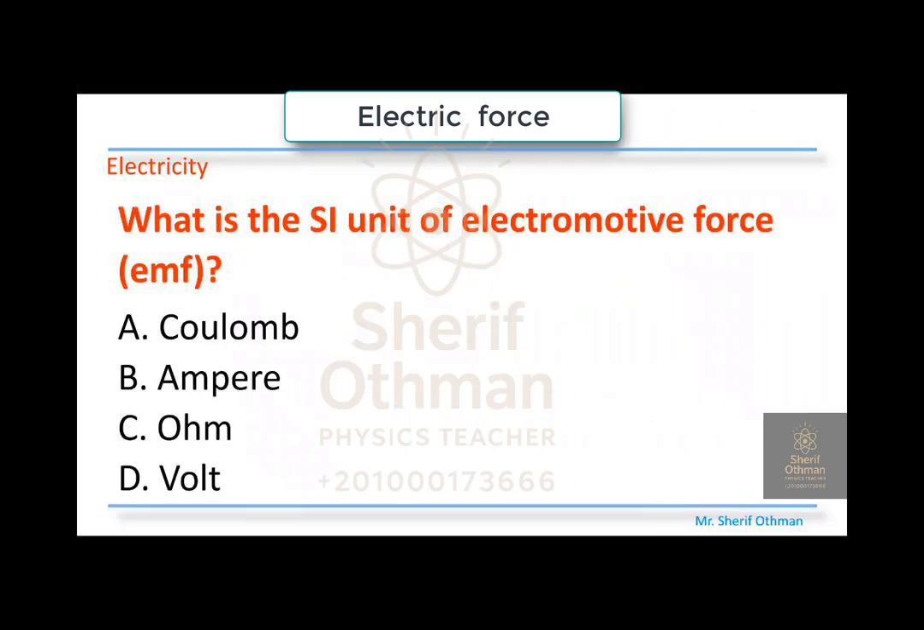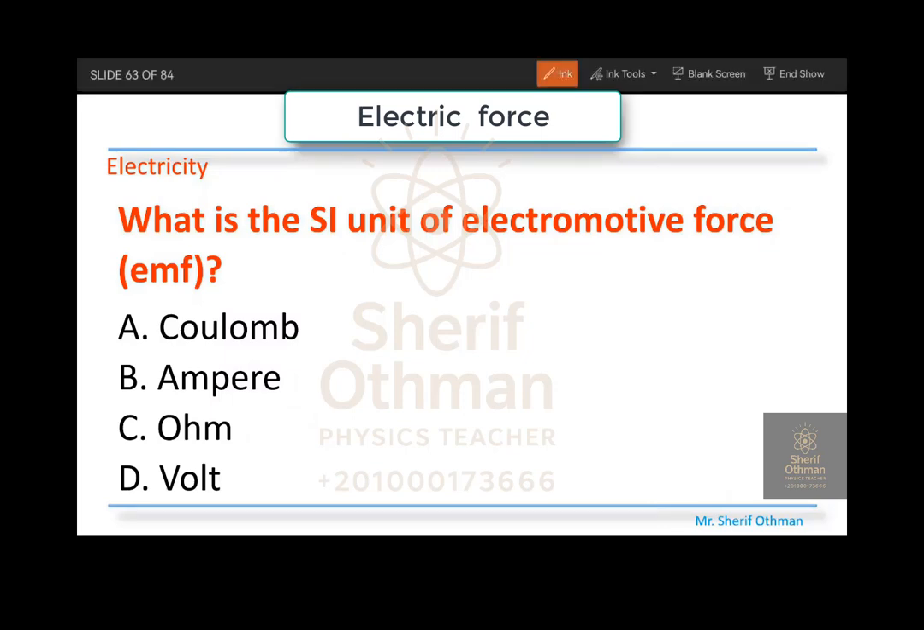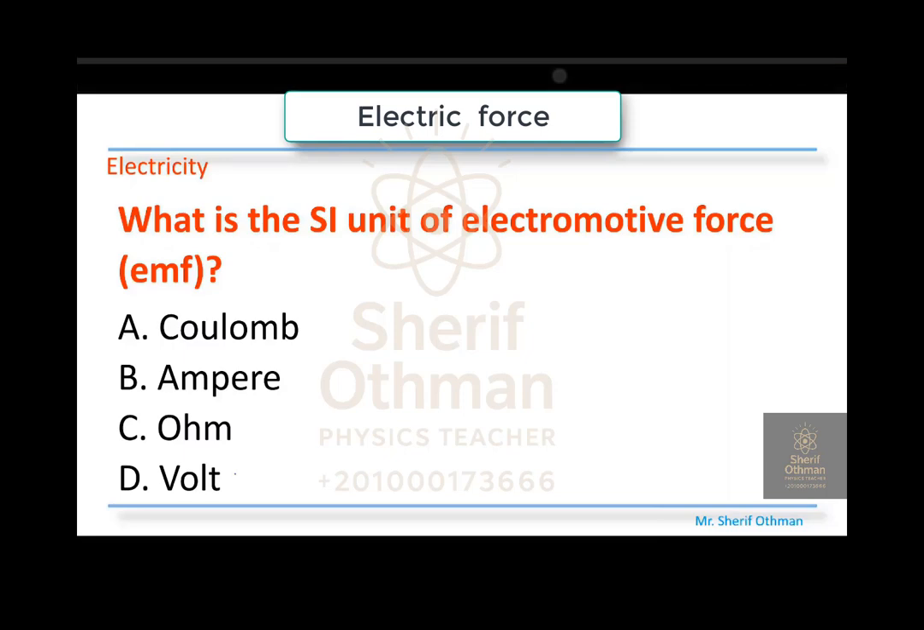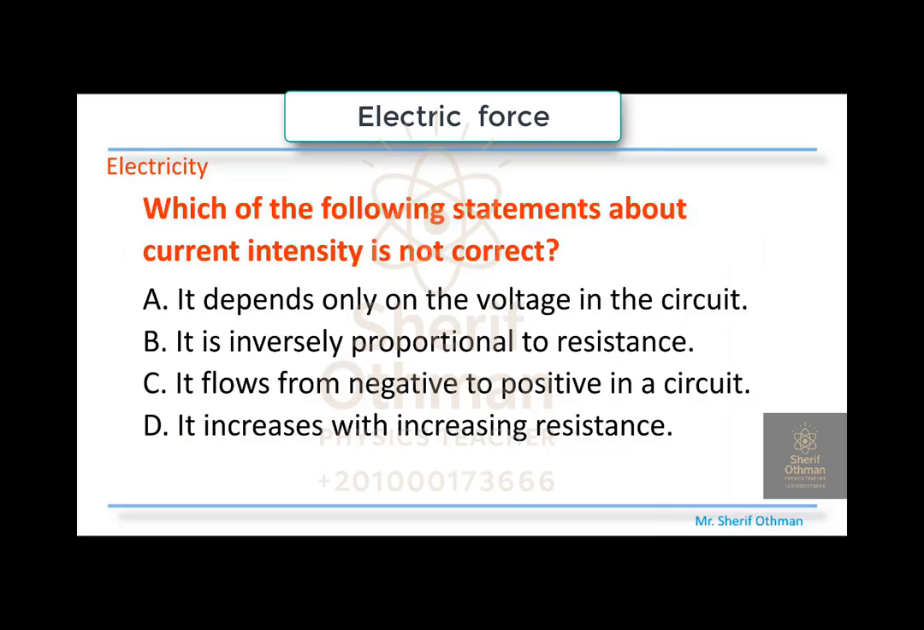What is the SI unit of electromotive force? Electromotive force is the voltage of a battery, so volt. Which of the following statements about current intensity is not correct? Read it well. So the answer will be it increases with increasing resistance. Well done.